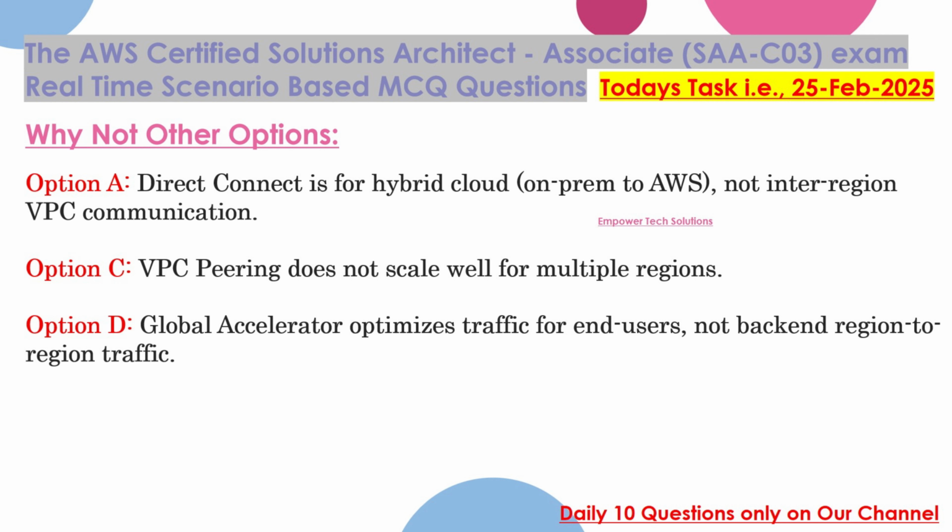Option A. Direct Connect is for hybrid cloud, on-prem to AWS, not inter-region VPC communication. Option C. VPC peering does not scale well for multiple regions. Option D. Global Accelerator optimizes traffic for end users, not back-end region-to-region traffic.